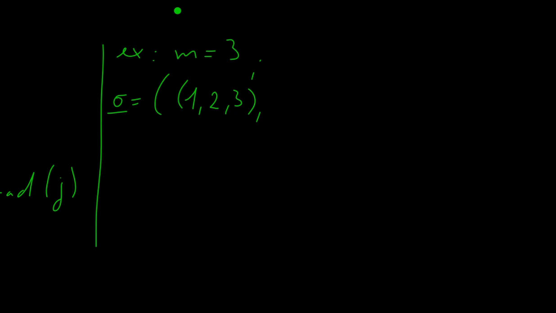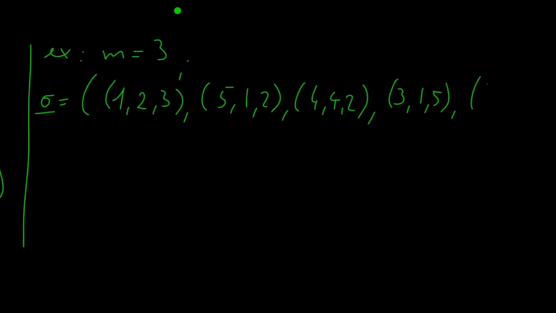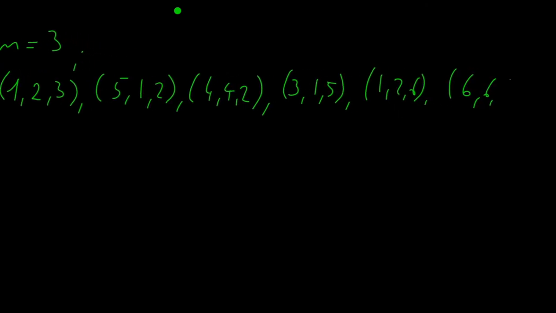Now the second, let it be 5, 1, and 2. Now the third should be 4, 4, and 2, why not? And then we have the 3, 1, and 5, and then we have the 1, 2, 6, and of course we have the 6, 6, 5.